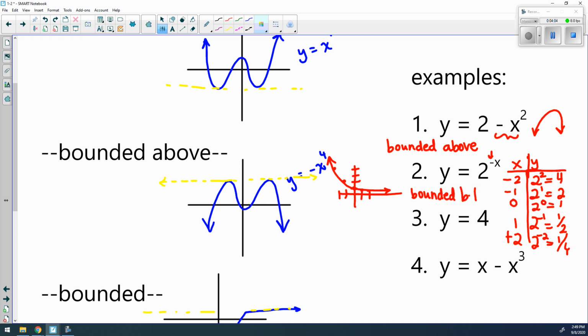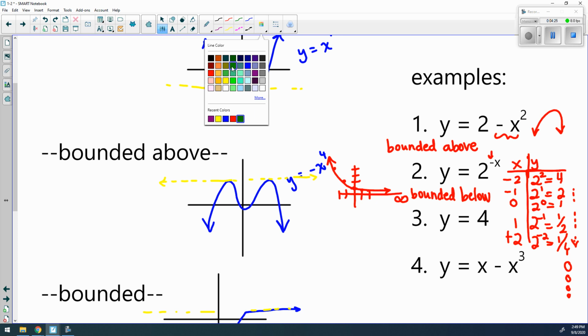In terms of a horizontal asymptote, it approaches 0 as x heads off towards positive infinity. Also, I notice that as I go down this table of values, my values are getting closer and closer to 0. So bounded below. Now, y equals 4. I'm going to change colors just because this is getting a little crazy in here.